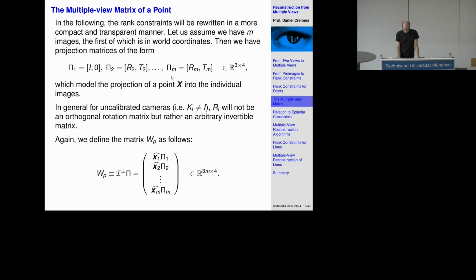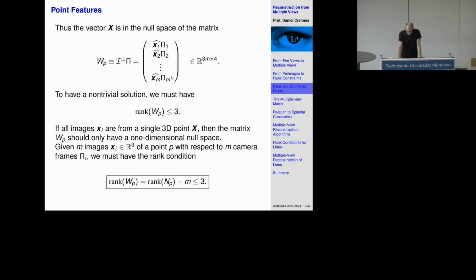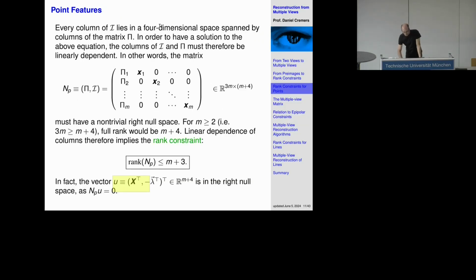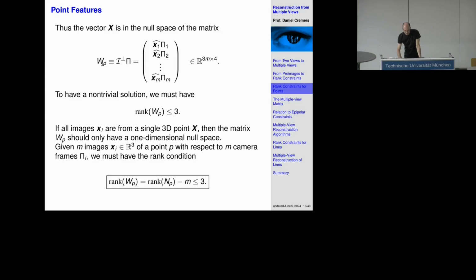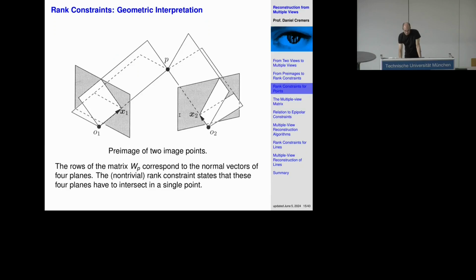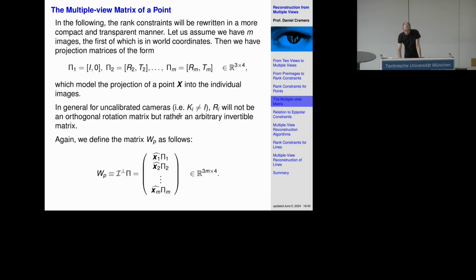What we're going to do now is rewrite this even more compactly. If we go back, what did we derive? We first constructed a huge matrix that is 3m by m plus 4, and we said its rank is at most m plus 3. Then we constructed a more compact matrix, I bottom times pi, that we call WP. And we said it's a 3m by 4 matrix, it has at most rank 3. And now we're going to compactify that even further. You'll see in a second.